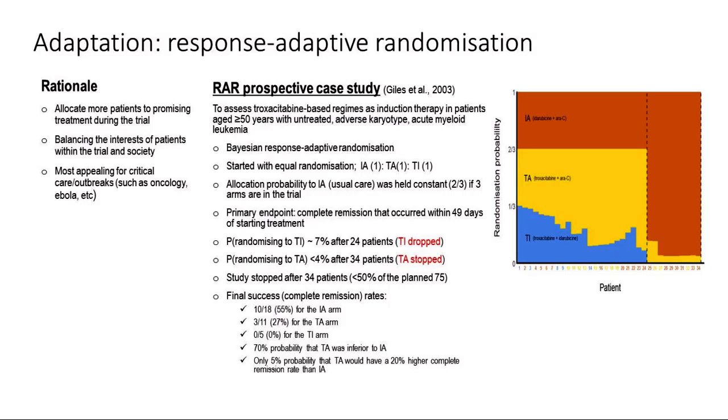Why not try to increase the chances of allocating incoming patients to the treatment which is doing well with higher probability? Of course, there are issues. There's no free lunch. In this trial, they were looking at three regimes. This is like oncology, right? It's a difficult area. In some cases, treatments are there. So they wanted to increase the chances of allocating patients to a promising treatment.